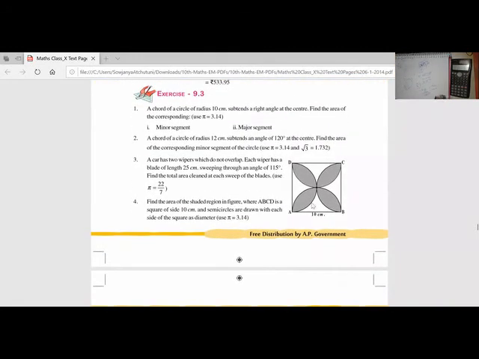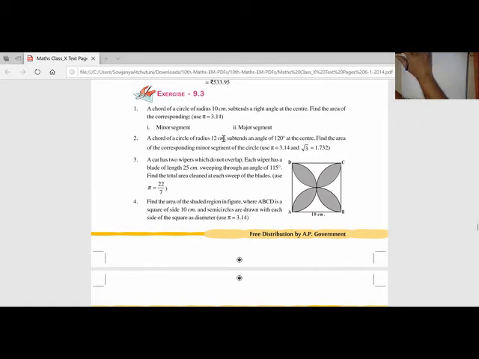Let us see the exercise. A chord of a circle of 10 centimeters radius subtends an angle at the center. Find the corresponding minor and major segments. Right angle at the center. Right angle means it is 90 degrees. 90 by 360 into pi r square, and the major one is 270 by 360 into pi r square. It can easily be found out.